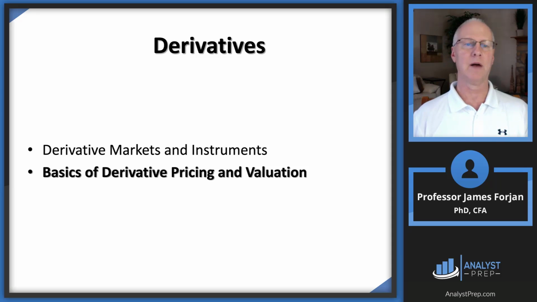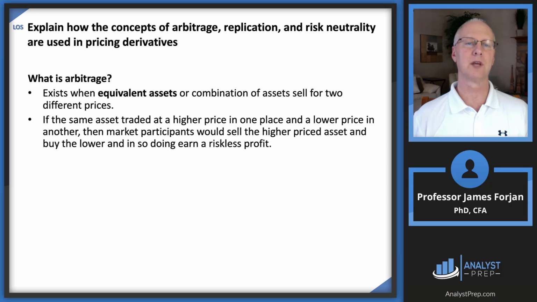But the cool thing about this reading is that in order to be able to understand and explain and distinguish, we're going to have to understand some of the mathematics behind this. So we'll go ahead and get our calculators out and do a little bit of math. Let's get to that first LOS. Explain how the concepts of arbitrage, replication, and risk neutrality are used in pricing of derivatives.